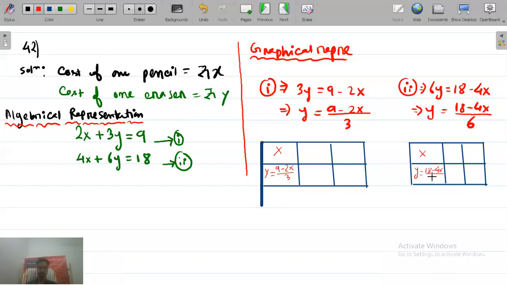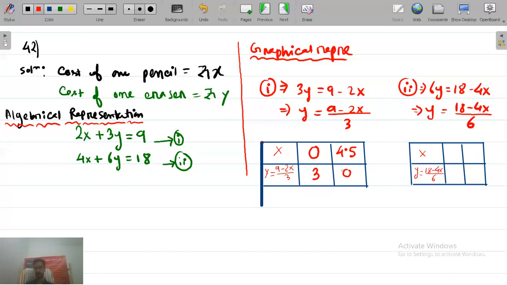Yes or no? Now see, if you put the value of x equal to 0 in this equation, then what is the value of y here? If you put x equal to 0, then it will be 9 by 3. So 9 by 3 means it will be 3. Now see, if you put here x equal to suppose 4.5, then 4.5 into 2, it will be 9. So 9 minus 9, it will be 0. So 0 by 3, the value of y will be 0.